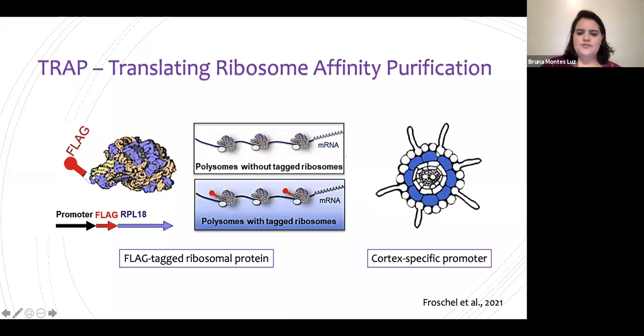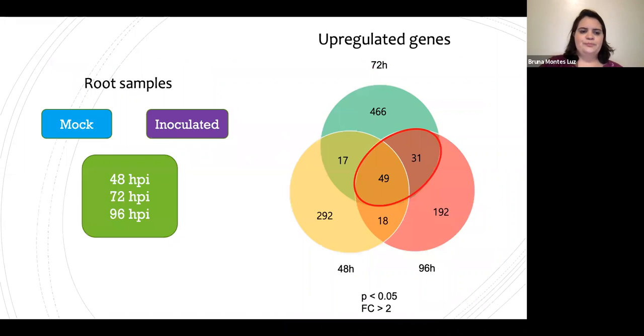We used this with soybean root samples that were inoculated with Bradyrhizobium japonicum or mock inoculated. So samples were taken at 48, 72, or 96 hours after inoculation, and then RNA-seq was performed.